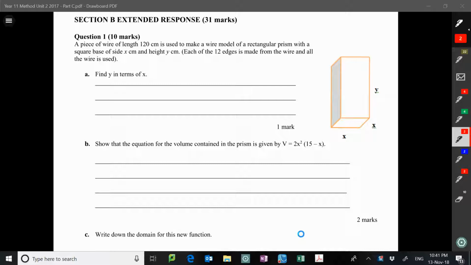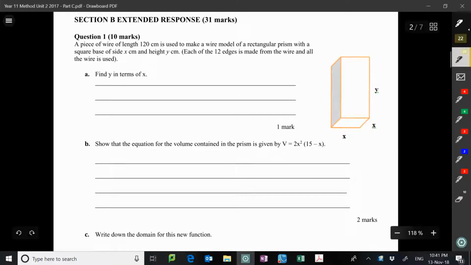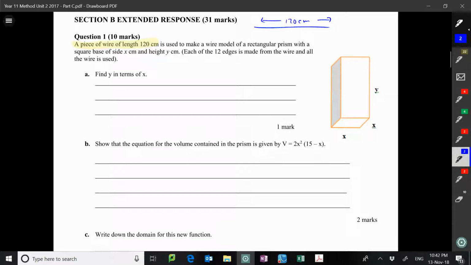So here we go. A piece of wire of length 120 centimeters. Remember how I taught in class? I said every line tells you something. So I would draw a line, and it says the length is 120 centimeters. So there you go, I got 120, right? It is used to make a wire model of a rectangular prism with a square base of side x. They're just telling me this is a square base. That's x, x, x, so that's the area there, and height of y centimeters. So remember, I take 120 centimeters and I build this.